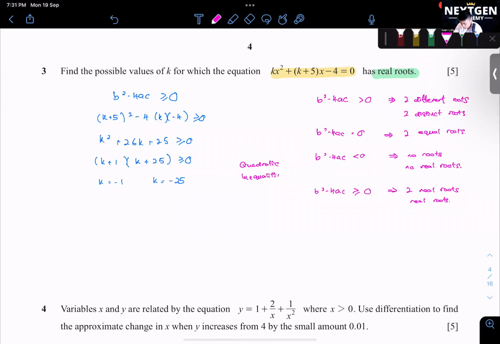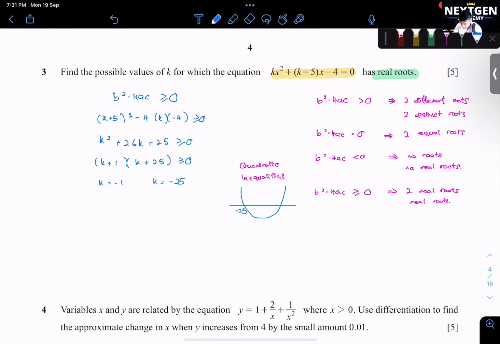All these are the earlier chapters. Okay, we gotta draw the quadratic graph, and we put the roots here. Since it's more than or equals, it's here and here. Okay, the region less than and more than the roots. So k will be less than or equals to -25, k more than or equals to -1.